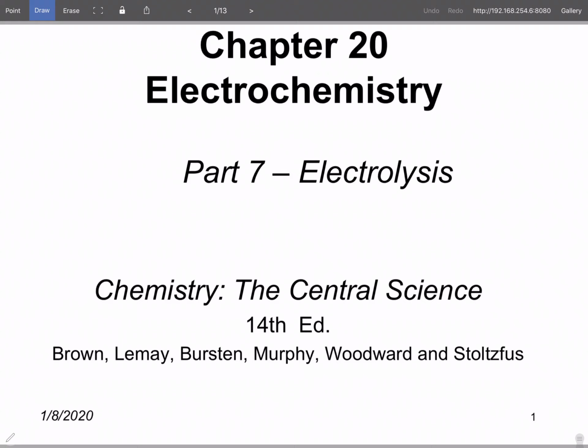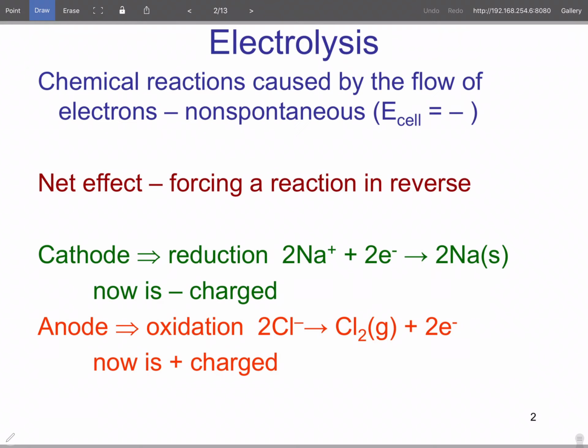which is the electrolysis. And these are, actually I lied. This is the next to last part. The last part is definitional corrosion. But this is the last part involving numbers. Now, electrolysis are non-spontaneous cells.